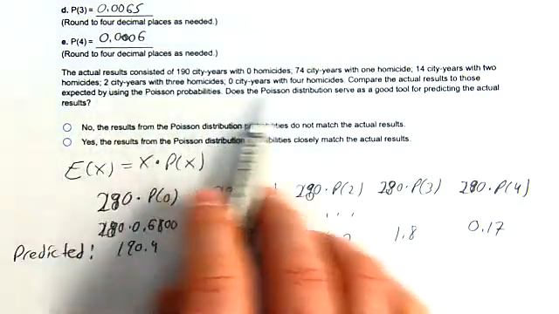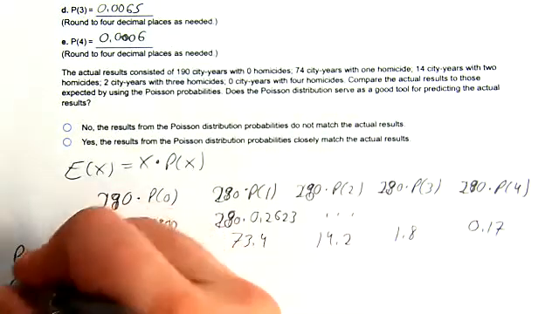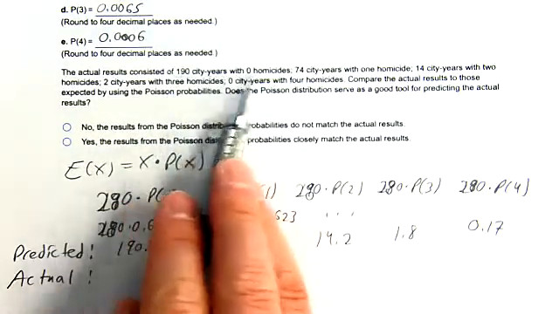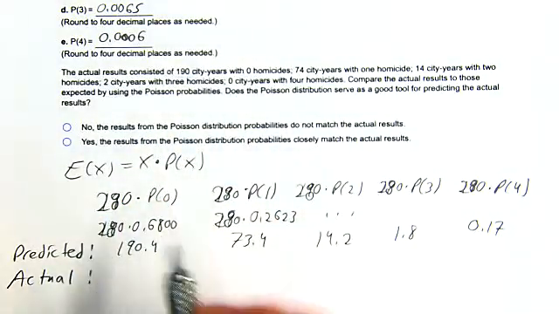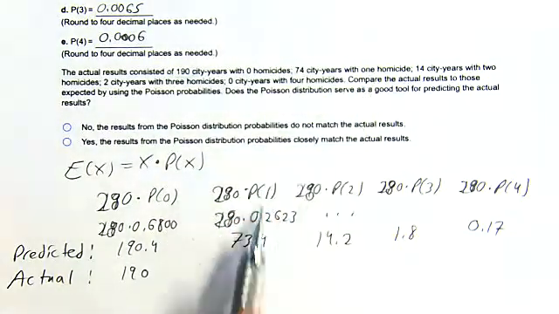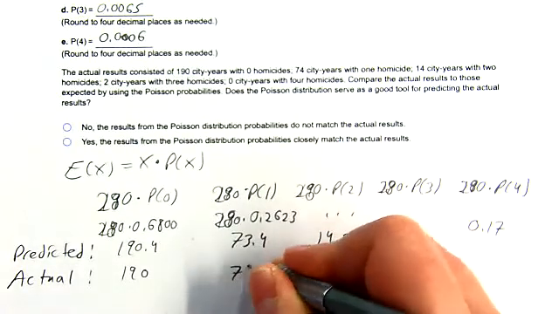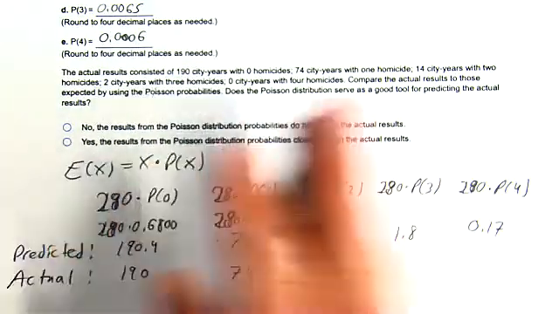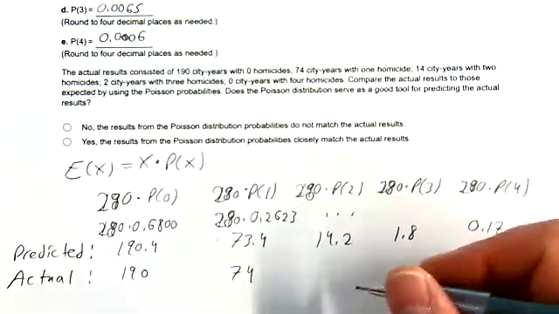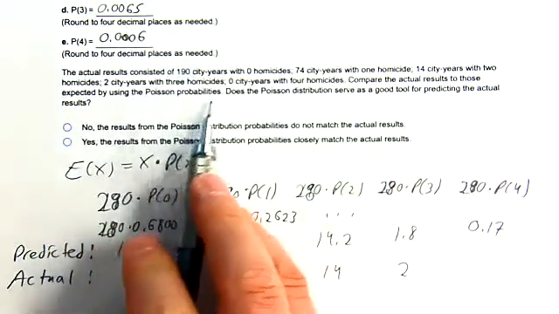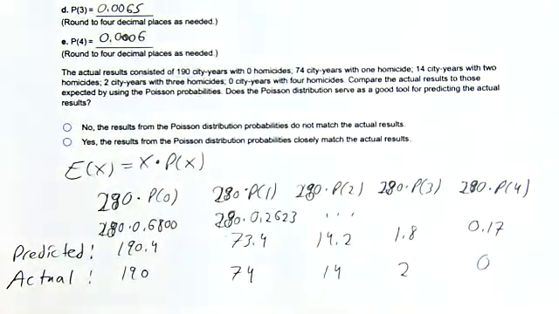Then this whole paragraph here tells us the actual homicides. So the actual was there were 190 city years with 0. So for the 0 one, there were 190. There were 74 city years with 1. So this column would get 74 in the actual row. Then it says there were 2 city years with 3. I missed one. There were 14 city years with 2, so 14, then 2, and there were 0 city years with 4.